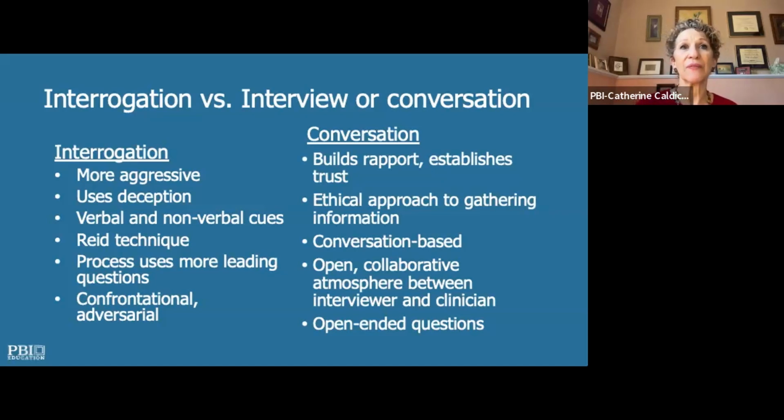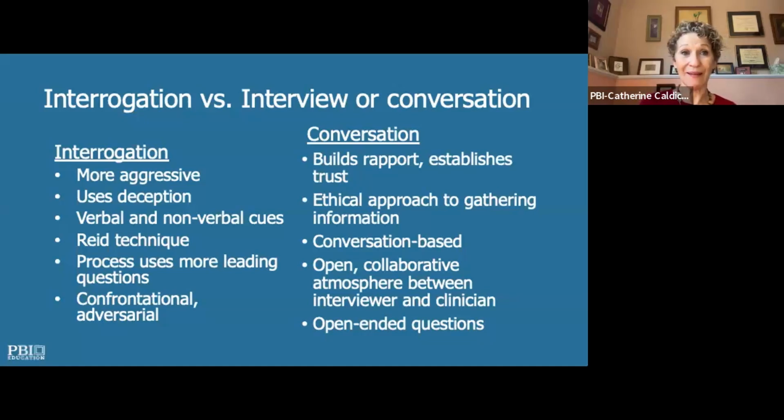So you see here on this slide a comparison between sort of an old-fashioned interrogation technique, which is a little more aggressive, might use deception. The Reid technique is the thing that would be familiar to folks who may have a law enforcement background. It's known for creating a high-pressure environment for the interviewee. It's been criticized for resulting in high rates of false confessions.